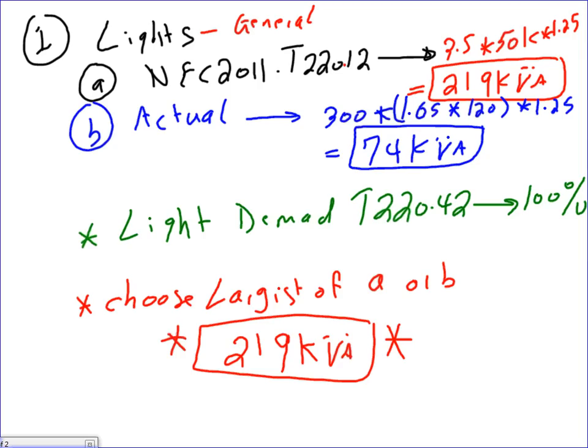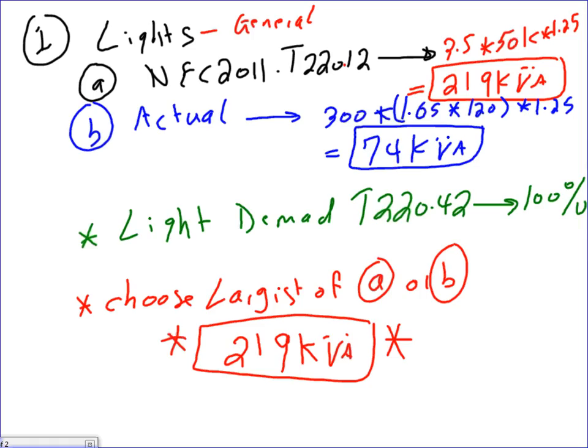Why did I pick the 219 over 74, Spencer? You take the largest. The largest of what? The largest of A or B, meaning step A or step B. Yep. Should it be the larger of A or B or largest? Doesn't matter.